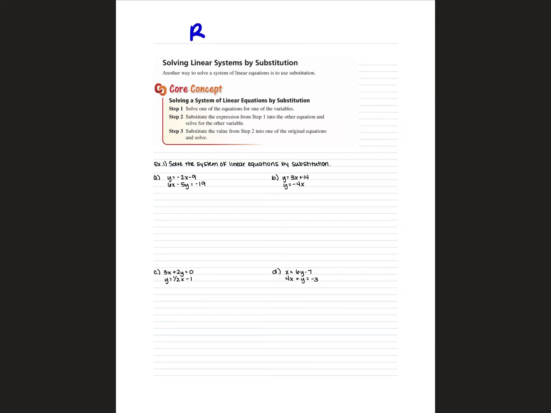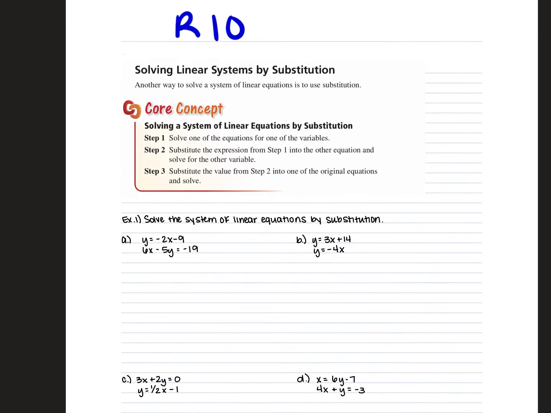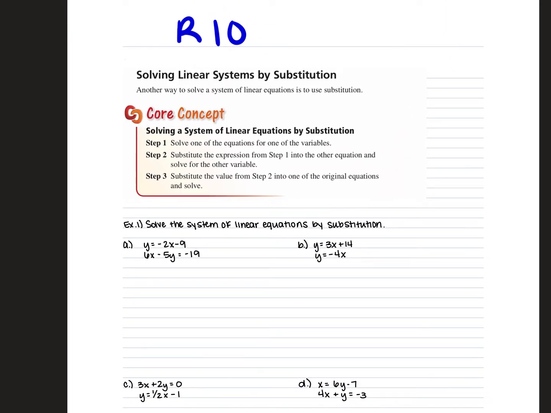Right, so R10 talks about systems of equations. There's two different ways that we can solve systems of equations. The first way we're going to look at is substitution, so solving a system of linear equations by substitution.